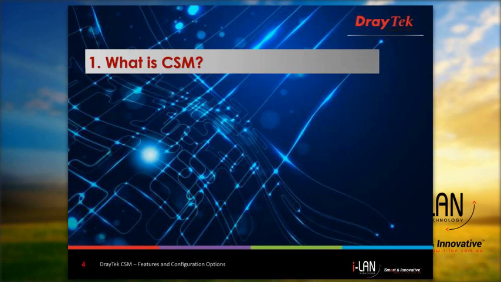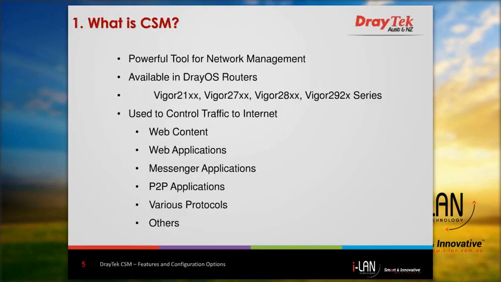So we'll start by looking at what is content security management. Content security management, or CSM, is a powerful tool for network management. It's available in DrayOS routers that include the bigger 2100 series, like the 2120, 2710, 2820, and so on, 2920 series routers. The Linux-based routers, such as the Vega 3900 and 2960 and 300B, have similar functions, but they're not listed in the CSM menu, similar to the DrayOS ones.